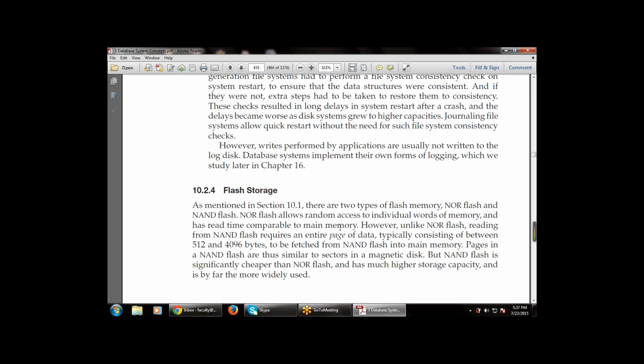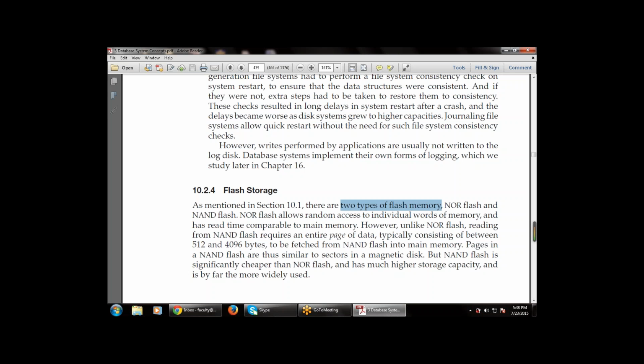Now next is flash storage, that is, how to deal with flash memories. As mentioned in section 10.1, there are two types of flash memories, NOR flash and NAND flash, and NAND flash is the most commonly used flash memory. NOR flash allows random access to individual words of memory and has a read time comparable to main memory.